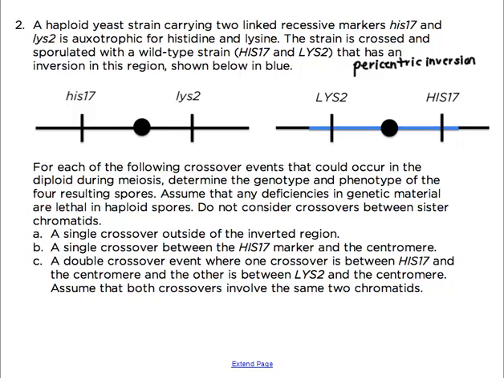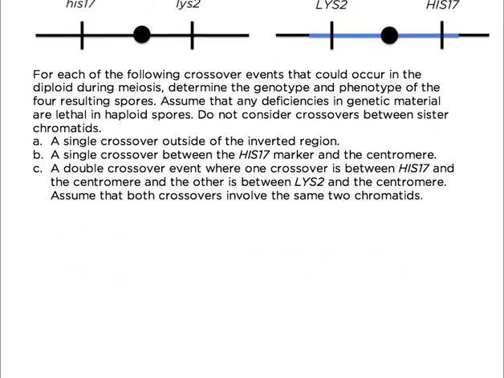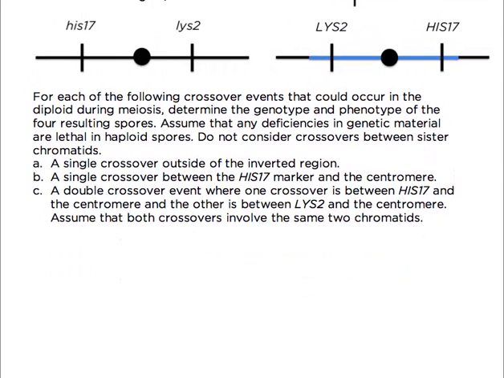So again, as we did for the paracentric inversion, remember that when a diploid is heterozygous for inversion, where 1 chromosome is not inverted and the other is, you're going to get what's known as an inversion loop when they line up during meiosis. So let me draw that here. So we have the first one.